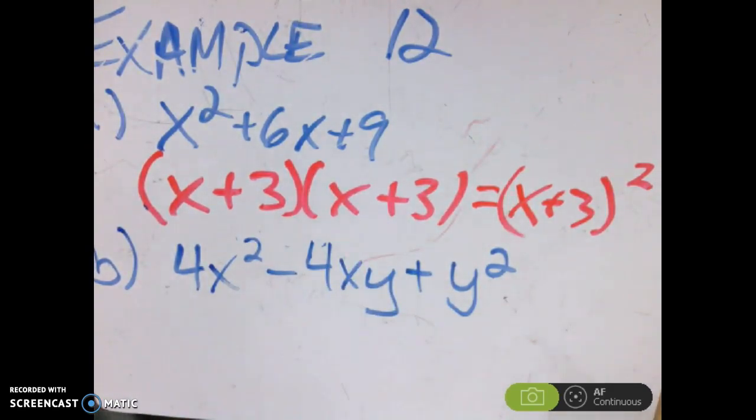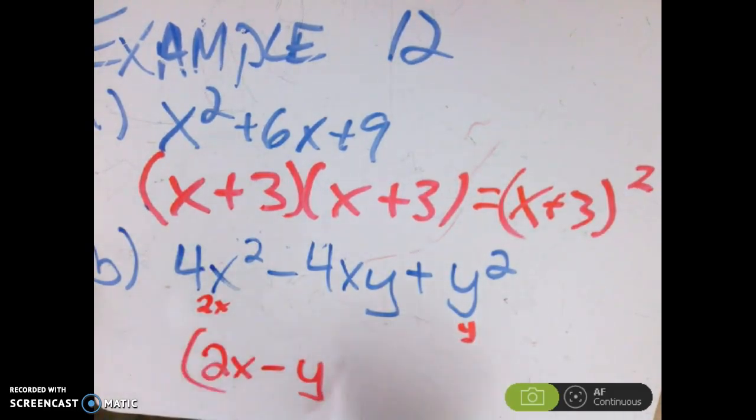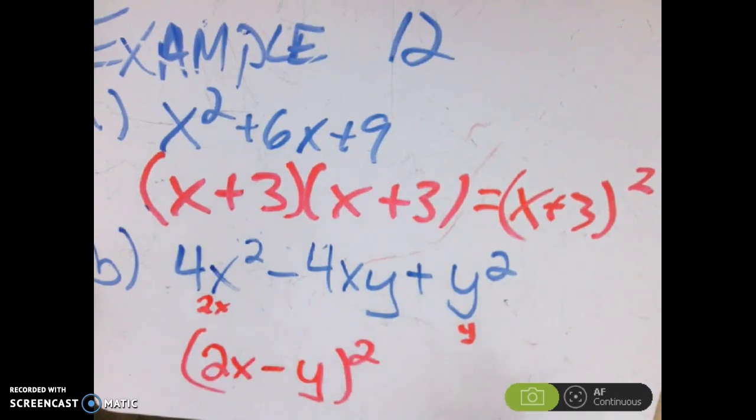So if we notice that pattern, I have a perfect square here, and I have a perfect square here. So what I'm going to do is say, well, the square root of this is really 2x. The square root of this is really y. So I can say that this is 2x, and then I have a minus sign here, so minus y, squared. And then if I expanded that out, it would come out to this expression here, the 4x squared minus 4xy plus y squared.